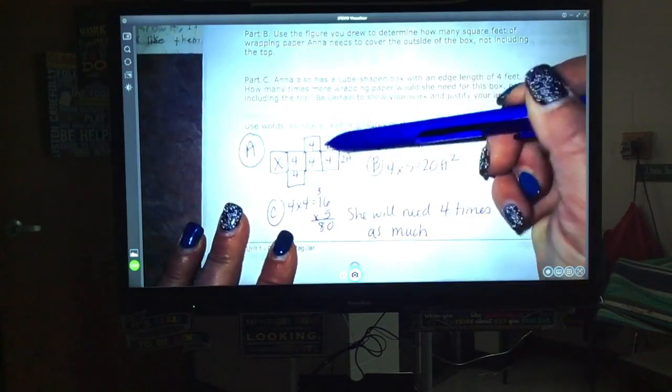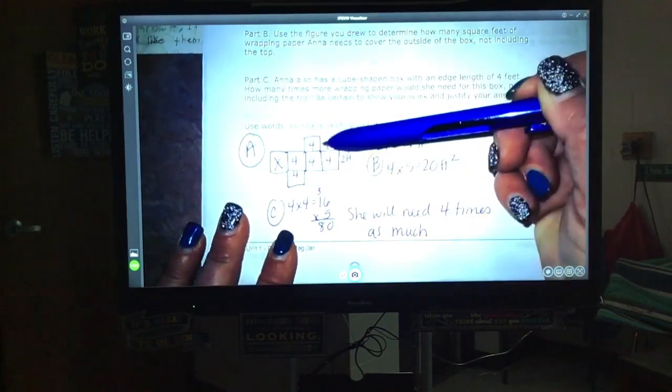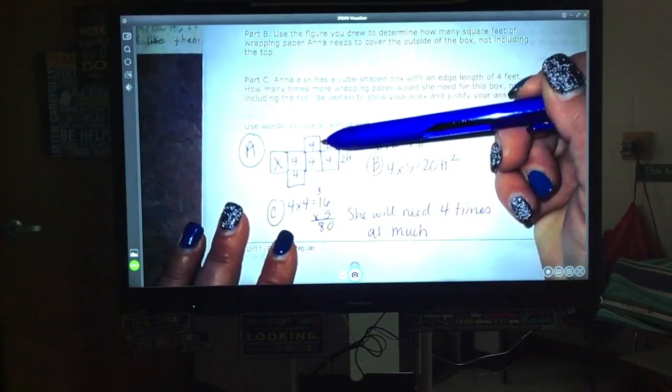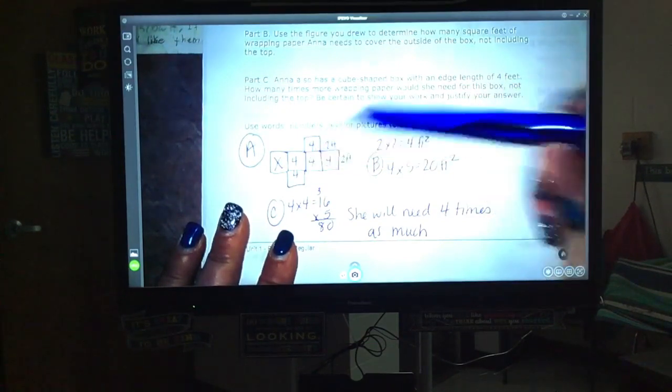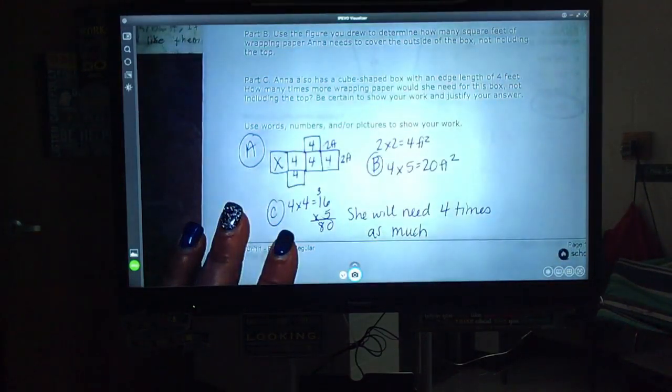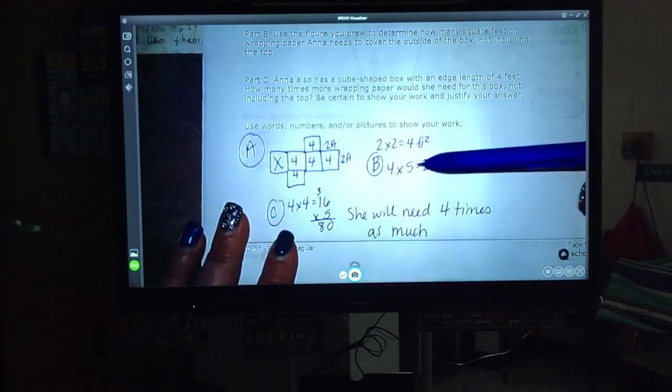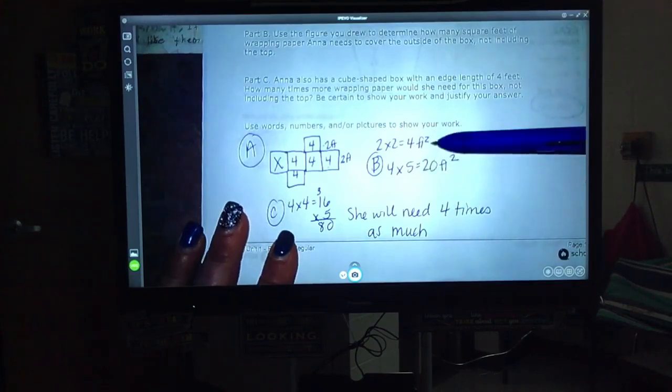Each side is 2. For B, it says use the figure you drew to determine how many square feet of wrapping paper Anna needs to cover the outside of the box, not including the top. So then you do 4 times 5. Why don't you do 4 times 6? Why do you not do 4 times 6? Right, so then it's 20 feet squared.